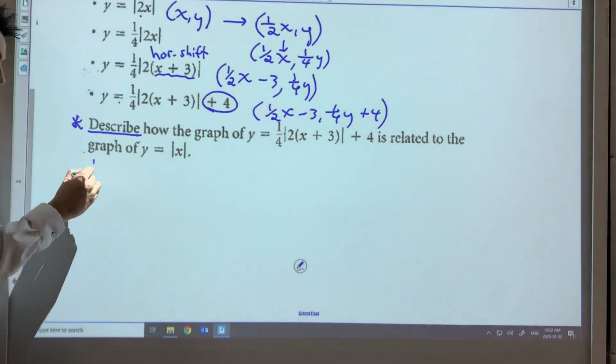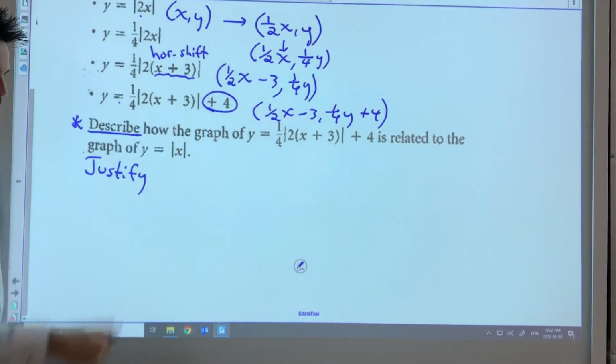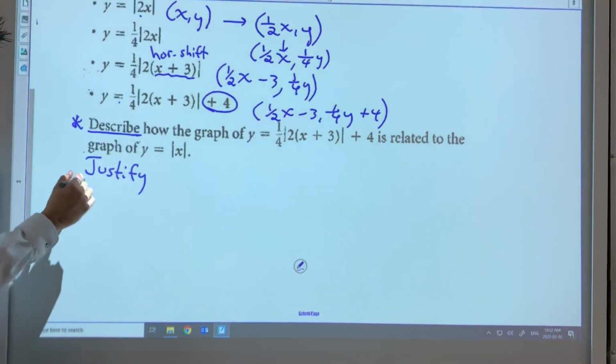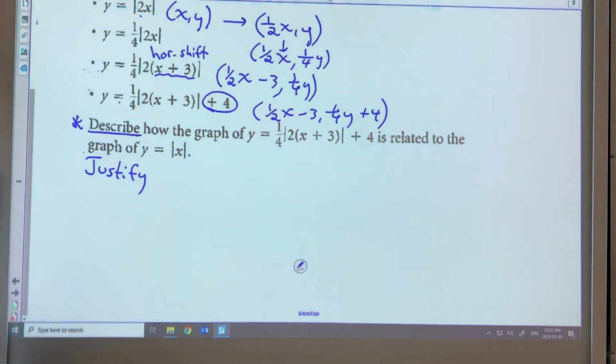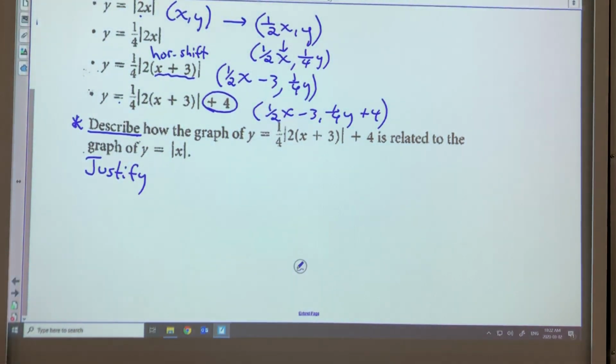If it said justify, then that would be sort of strangely worded. But if it said justify, I don't know, the difference or something like that, you're allowed to use math if it says justify. In which case you would be able to write this down, and I'd be able to consider it as part of your answer.